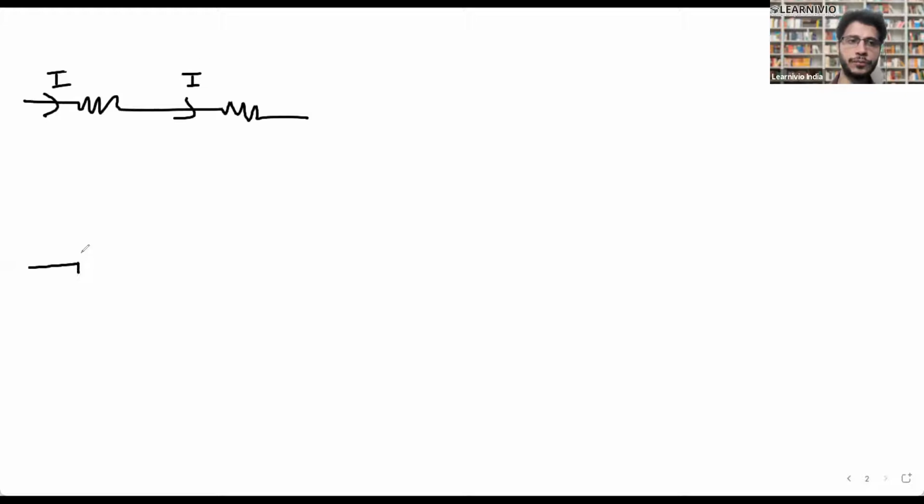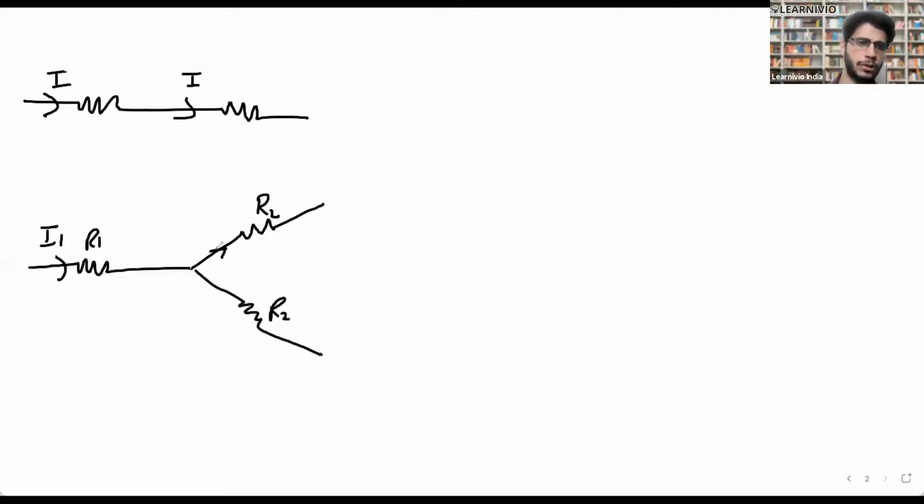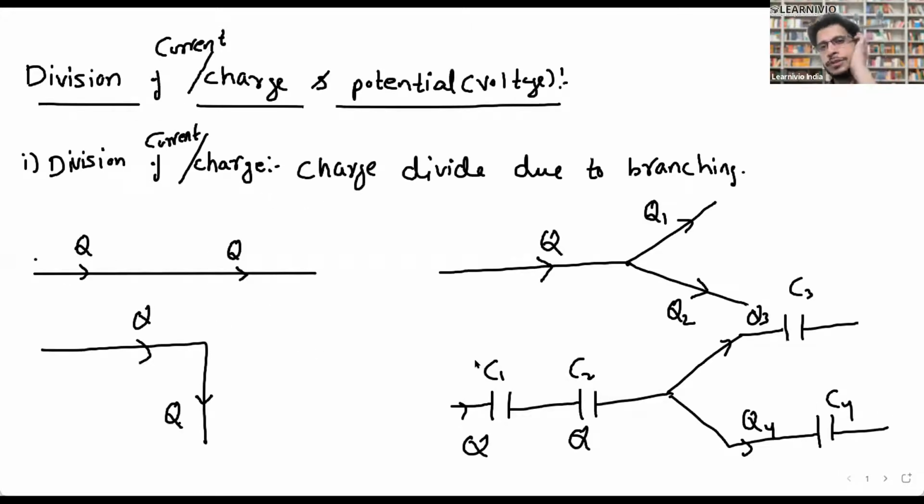But if you have branching, then current will divide. This is I1, this is I2, and this is I3. So current divides due to branching and charge divides due to branching. The difference is in a circuit of capacitors, we will consider charge, but in a circuit of resistors, we will be considering current. Note it down and tell me if you have any issue.